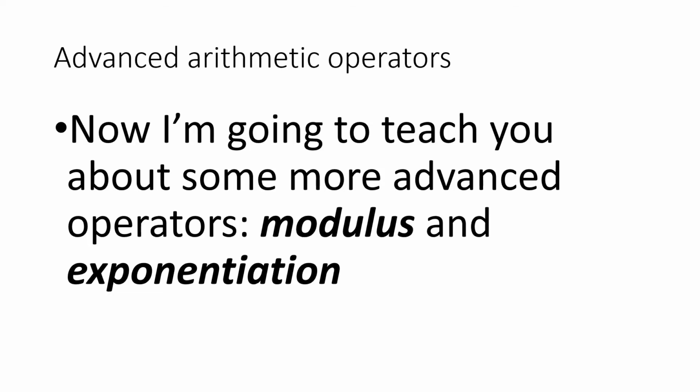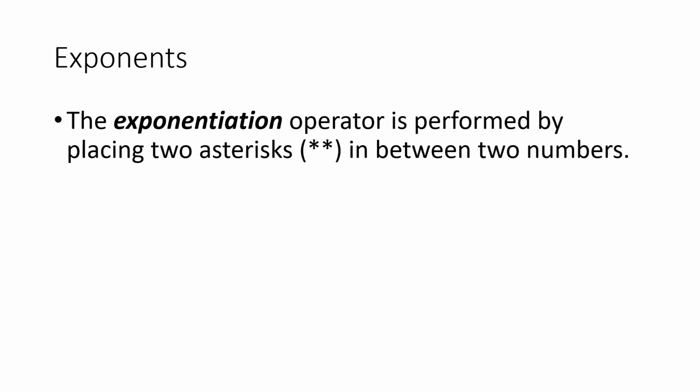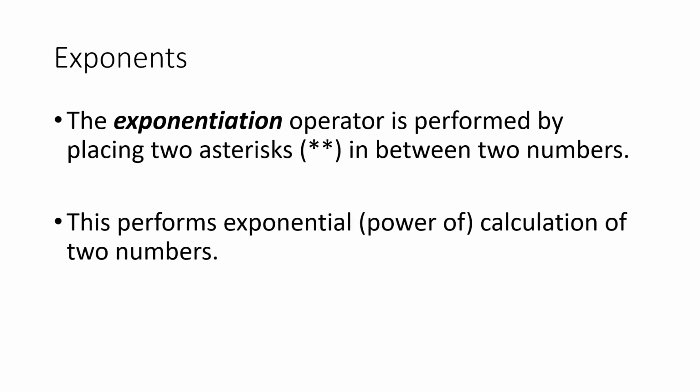Now I'm going to teach you about some more advanced operators. Those are the modulus or modulo and exponentiation operators. So let's talk about exponents. The exponentiation operator is performed by placing two asterisks or two stars in between two numbers. This performs exponential or power of calculation of two numbers. So here's an example. 2 with two asterisks, and then a 3 means 2 times 2 times 2, or if you want to think about it in terms of math, it's 2 to the power of 3.